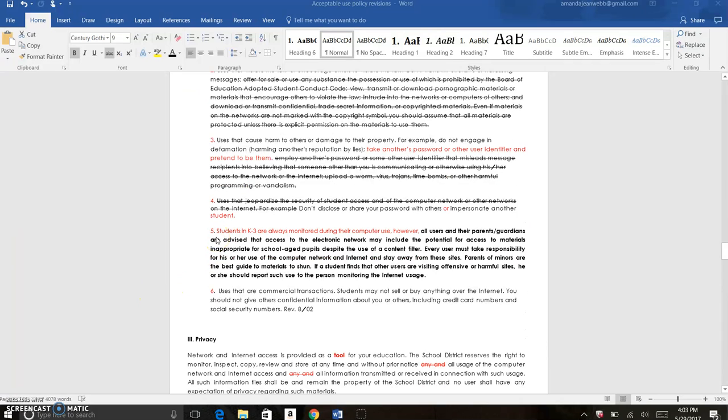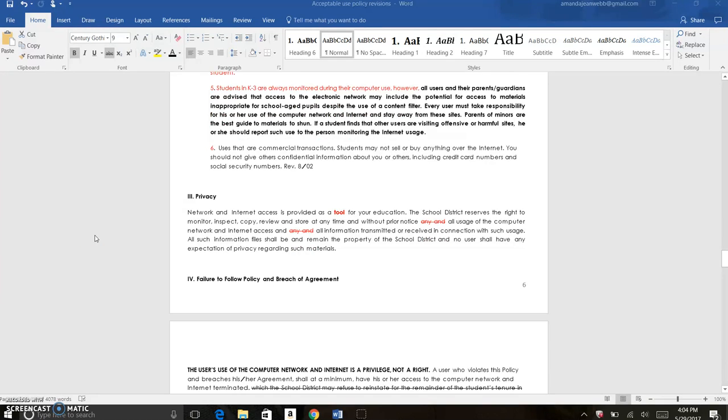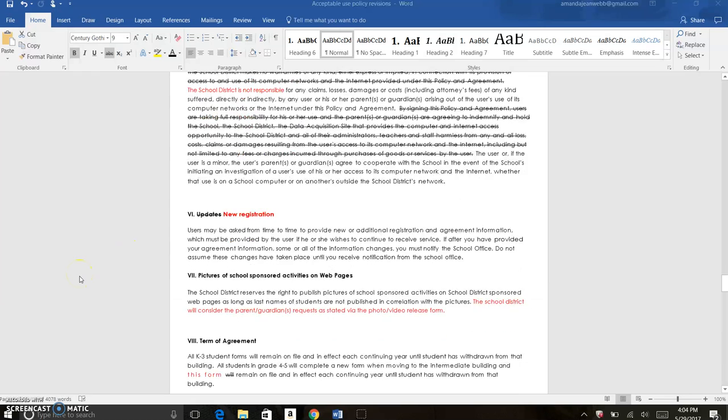I also added in this part right here that says students in K3 are always monitored during their computer use. However, parents and guardians need to know that there are times that the filter does not work as we hope. Just so, yes, they are going to be monitored. We're not going to let them look at things that they shouldn't, but you do need to be aware of those things. The rest of the policy I left the same. I just really wanted to differentiate between a whole district and a K3 policy. There's probably some other things that could be changed to make it more K3 friendly for the kids to really understand. But at this time, that is what I changed. Because the students need to understand, but the parents as well. Like I said, the rest of it is pretty much the same.